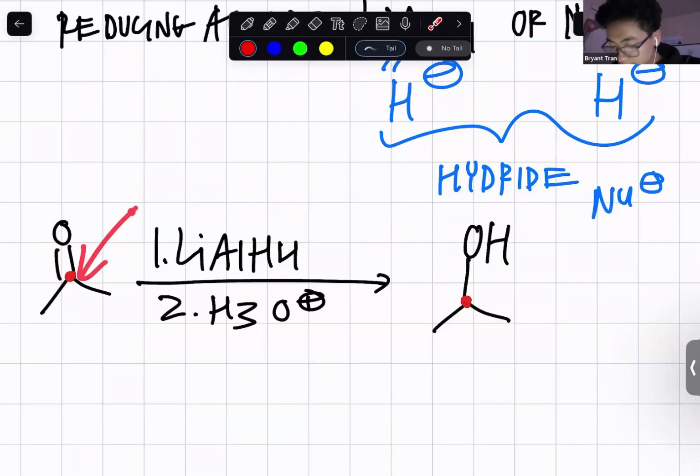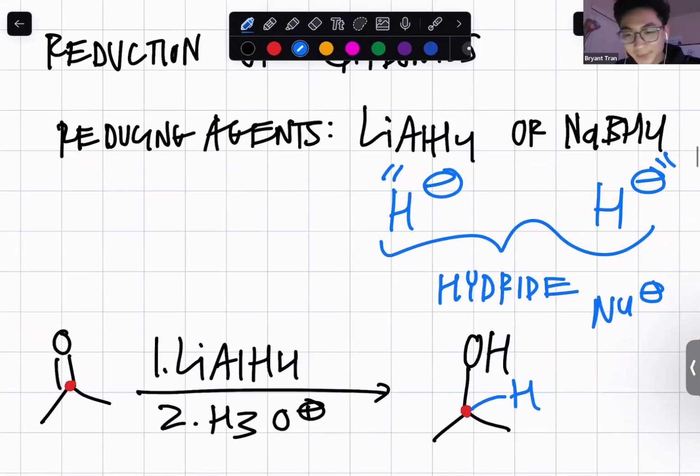How many hydrogens did this red carbon have in the reactant molecule? So let's be careful here. Zero, yes, because this carbon here has four bonds already, right? Zero. What about this carbon? How many hydrogens does this carbon have? One, right? Where do you think that one hydrogen came from?